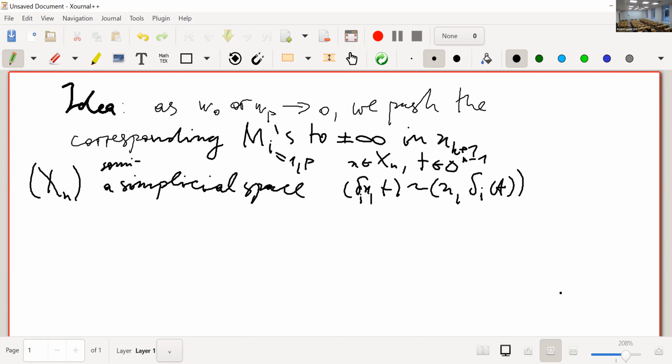Okay, now suppose I take not just M1, but M1 union M2. I keep M2 fixed, and I push M1 all the way to minus infinity. Then the limit will just be M2, and so on. And this is the idea we want to use here.